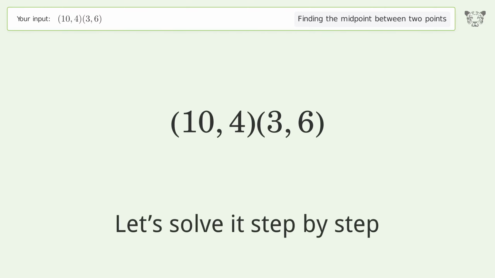The coordinates of point 1 are, x1 equals 10, y1 equals 4. The coordinates of point 2 are, x2 equals 3, y2 equals 6. PM represents the midpoint of the 2 points.